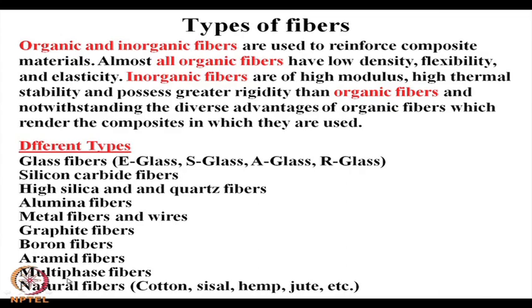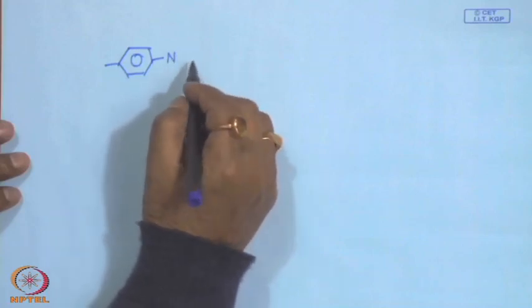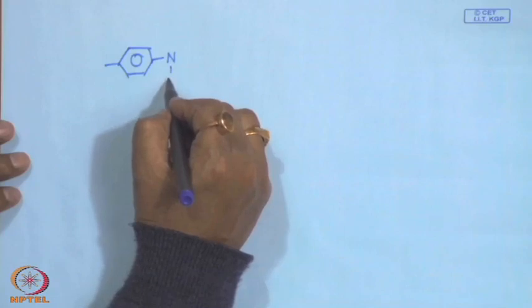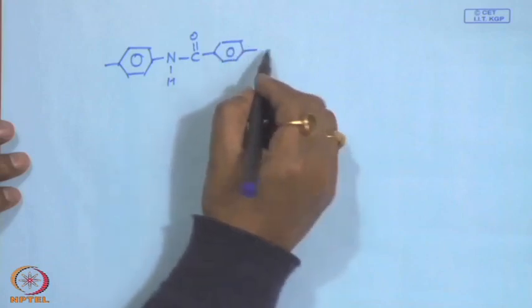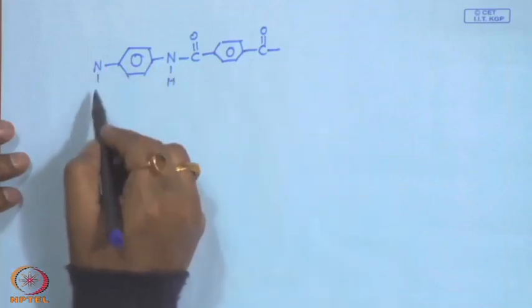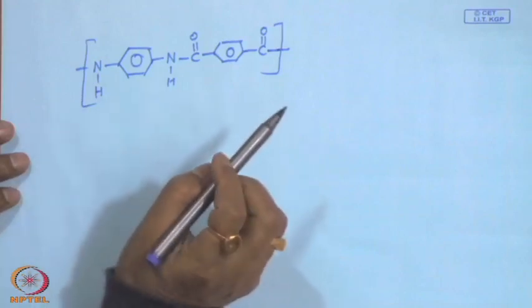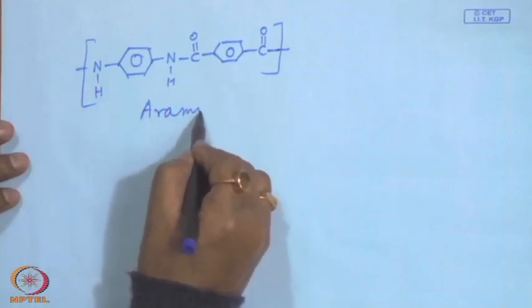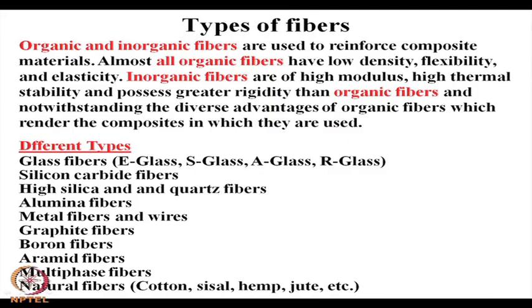Aramid fibers are basically aromatic nylon having this para linkage. This is the repeat unit of say aromatic nylon. Aramid fiber is a very strong fiber, a strong aromatic nylon fiber for making high performance composites.